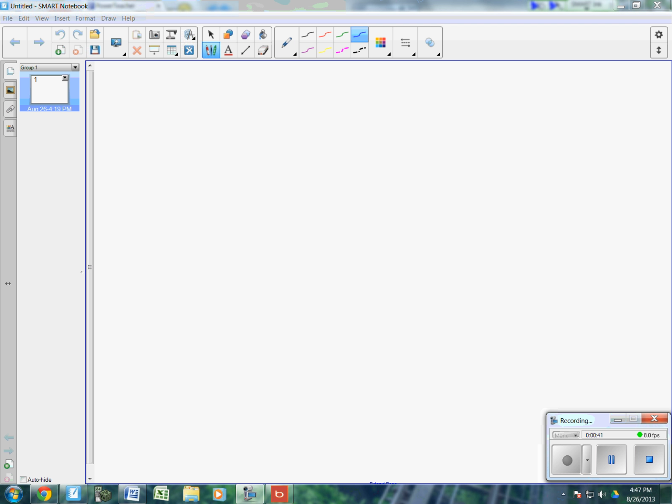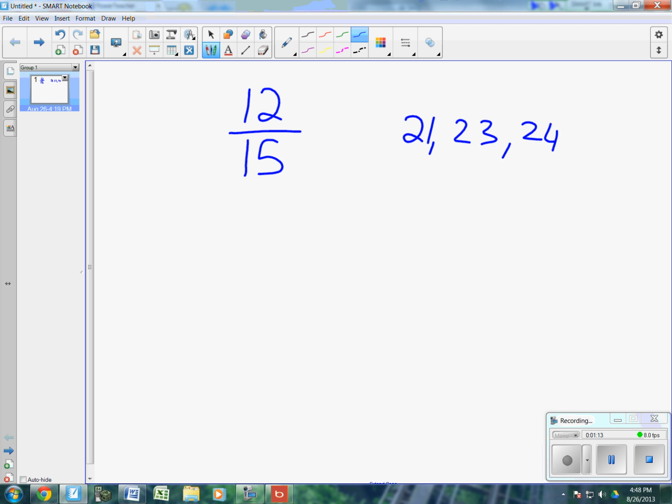This is the way I want to do it. I want you to write down the number of problems you finished that you think you finished correctly. I can't even remember how many problems I gave you for sure, but let's say it was 15 problems. And let's say you finished 12 of them. I would like you to put 12 out of 15. And then I would also like you to list the numbers that you didn't finish. So let's say that I assigned you 21, 23, and 24. I want you to list those as well.